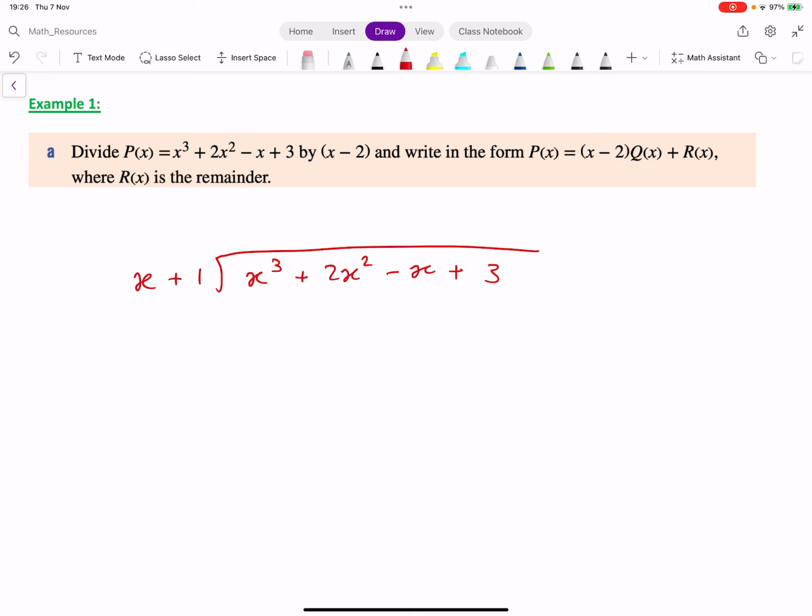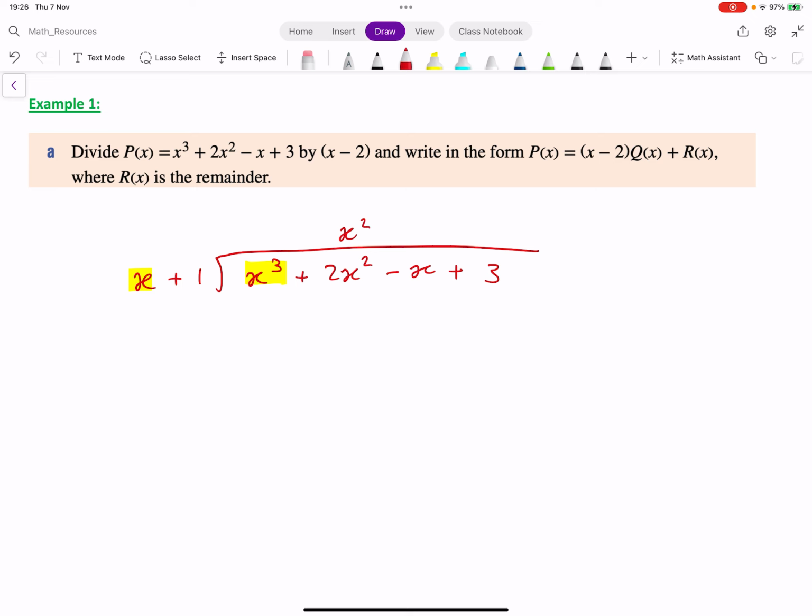So this question is saying, okay, we've got x cubed plus 2x squared minus x plus 3, and we're dividing it by x plus 1. Now the first thing we need to ask ourselves is, what do I have to multiply x by to get x cubed? And that's x squared. Notice that I write my x squared above the 2x squared.